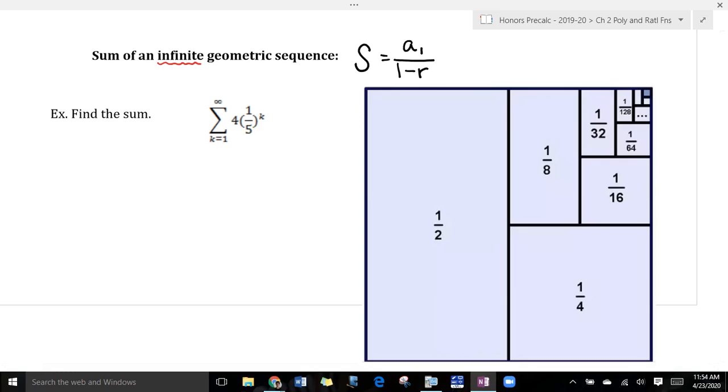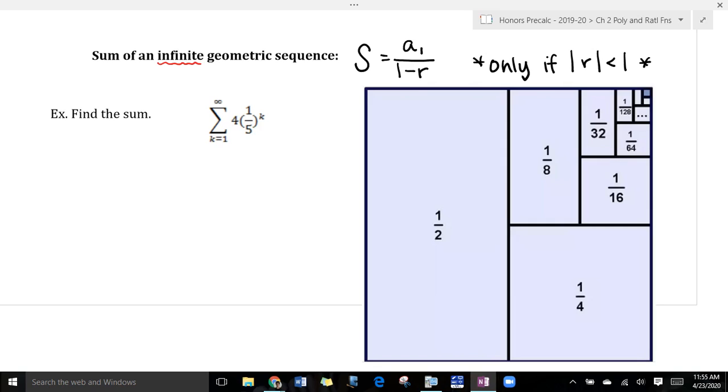We don't need to know how many terms there are because it's infinite, right? All we need to know is the first term and r. And again, this only works if your r value, and I'm putting in an absolute value because it doesn't matter whether it's positive or negative, if that r value is less than 1. So your numbers in your sequence have to be getting smaller. Okay, if they're growing, this will not work and you have no sum.